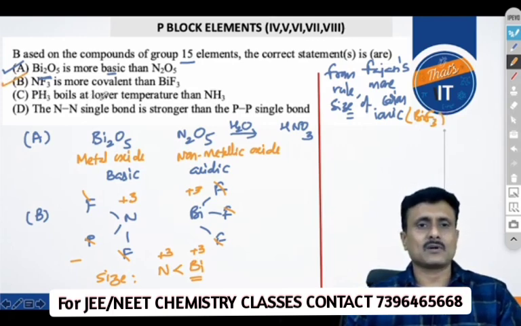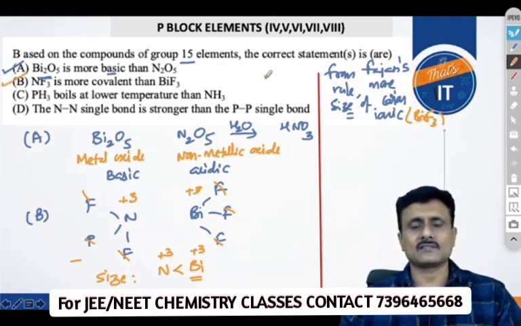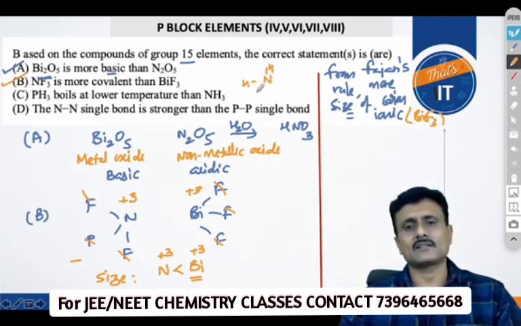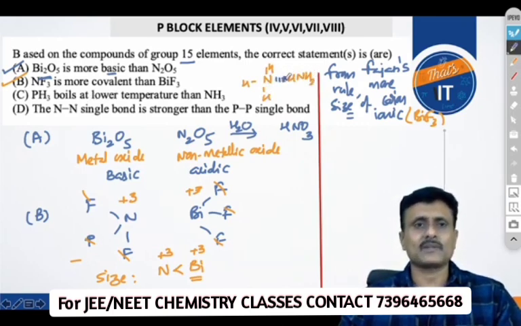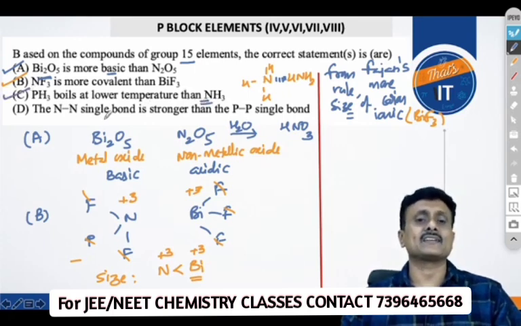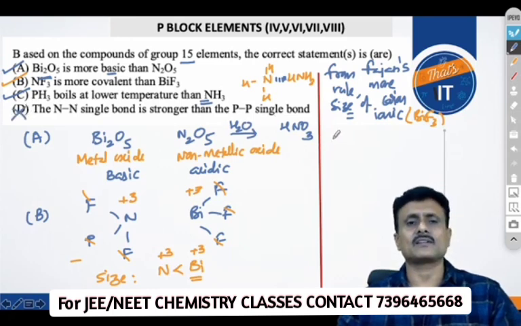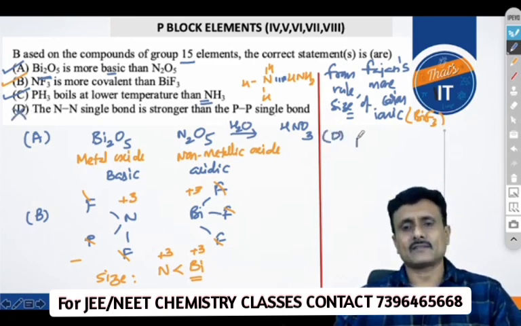Now, PH3 boils at lower temperature than NH3. Yes, absolutely, because you know, you have studied so many times that there is possible hydrogen bonding in ammonia but not in PH3. So boiling point of NH3 is greater. The N-N single bond is stronger than P-P single bond. This is absolutely wrong.